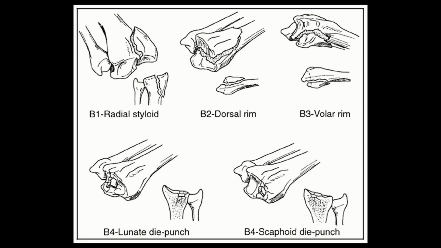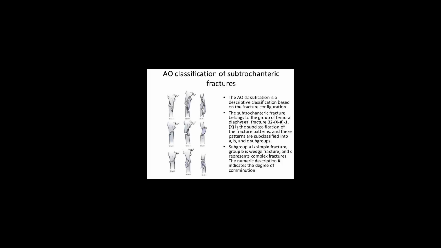Universal codes are: Type 1, extra-articular, undisplaced; Type 2, extra-articular, displaced. Type 3, intra-articular, undisplaced. Type IVA, intra-articular, displaced, stable, reducible. Type IVB, intra-articular, displaced, unstable, reducible. Type IVC, intra-articular, displaced, unstable, irreducible.